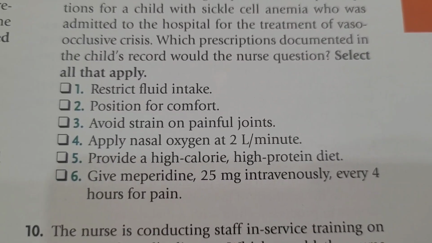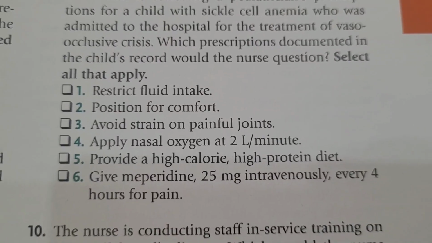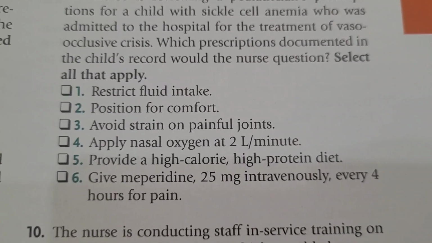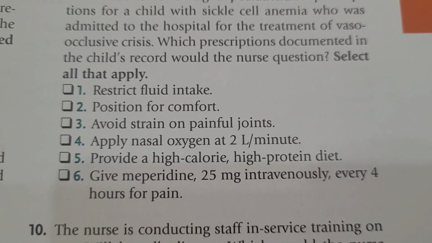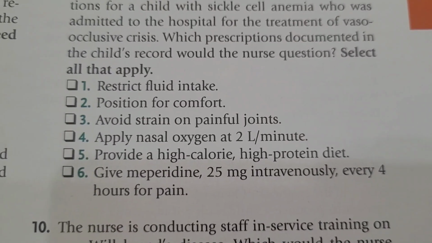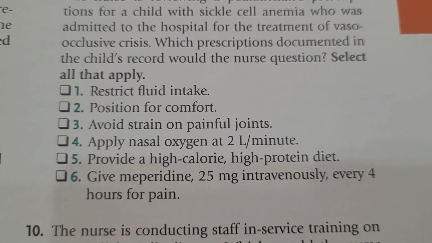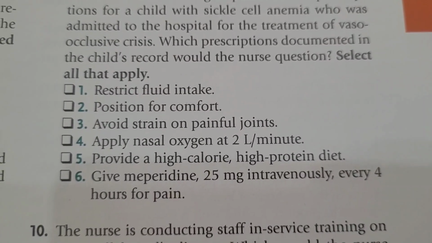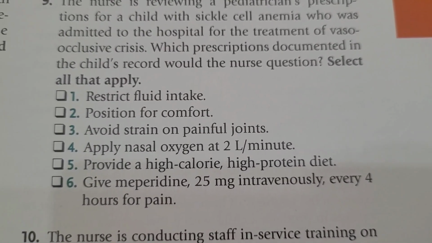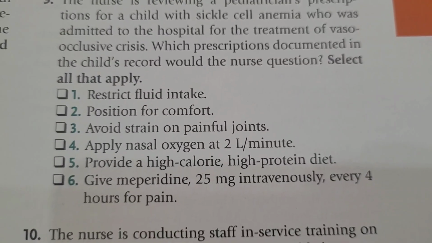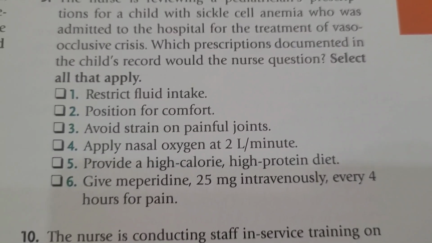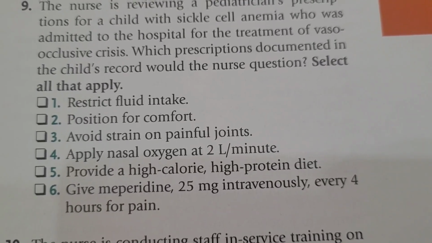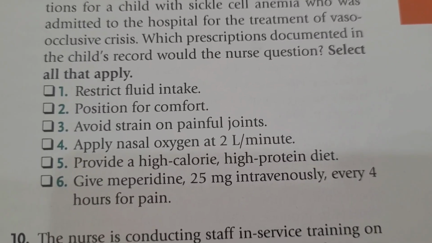Number 5, provide a high calorie, high protein diet. Yes, always provide a high calorie and high protein diet to the patient because the patient is already dehydrated and the HB is low, red blood cells are low. So a high protein, high calorie diet is good for sickle cell crisis patients. Number 6, give meperidine 25 milligram intravenously every 4 hours. This is our correct option because that is a wrong statement.